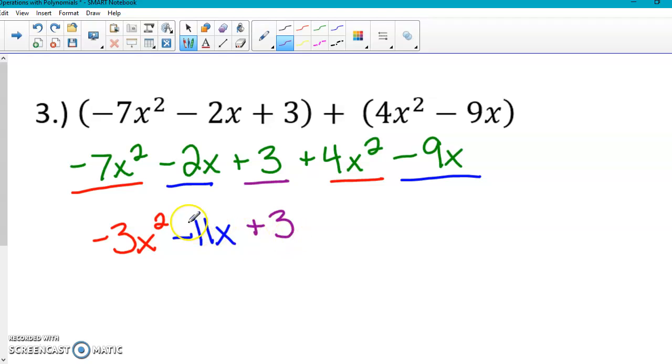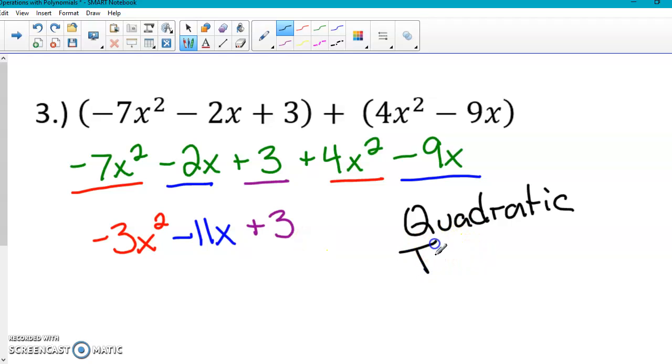Make sure it's in standard form, greatest exponent to least, and then, of course, constant in the back. And now we're going to give him his name. So my highest exponent was a 2, so that is quadratic. And number of terms is his last name. So I have 1, 2, 3 terms. So if I have 3 terms, I am a trinomial.